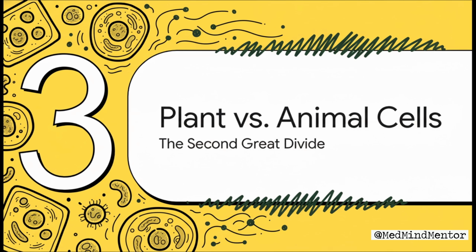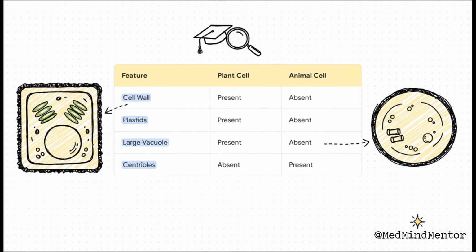Now we're zooming into the eukaryotic world to look at the second great divide. We're going to compare the two classic cell types you have to know inside and out for NEET, plant cells and animal cells. This table is pure gold for your revision. Seriously, let's walk through it.